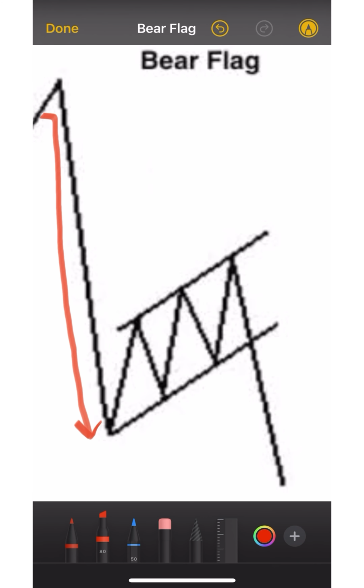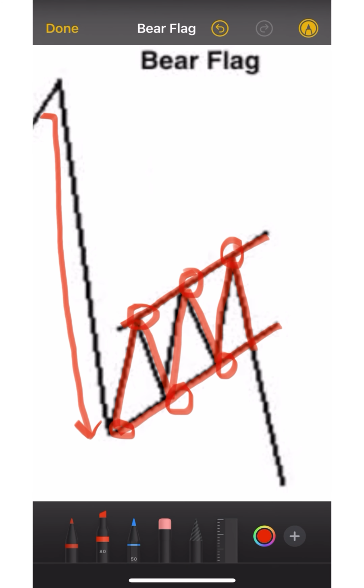Now coming to step 2, if the market makes a pullback upwards in a parallel zone at the bottom of the pole, and if the market consolidates in this parallel zone by making higher highs and also higher lows, then this form of chart pattern is called a bearish flag chart pattern. If step 1 and step 2 confirm these two situations, then you have successfully identified a bearish flag chart pattern.